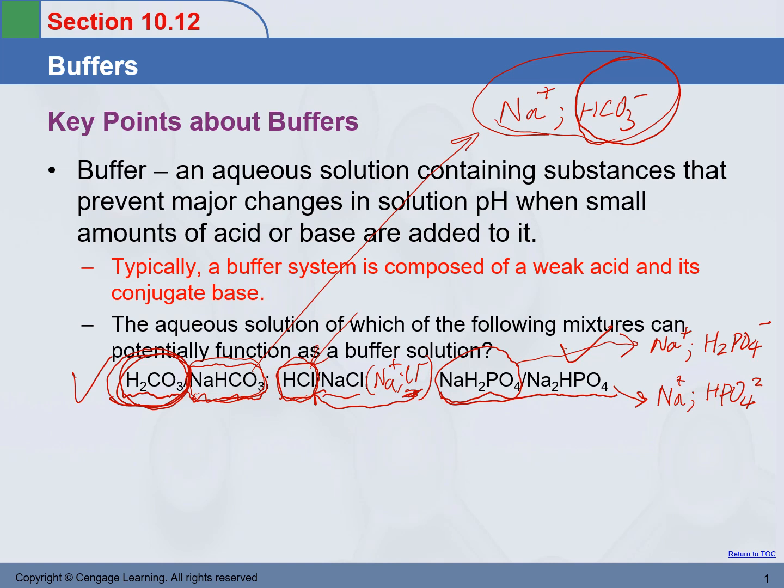All right, so for questions like this, let me summarize it again for you. To answer questions like this, look at the two components in the mixture. If it is a salt molecule, break them into ions and try to see in the whole mixture if you have a weak acid and its conjugate base. If you do have that, that is potentially a buffer system.